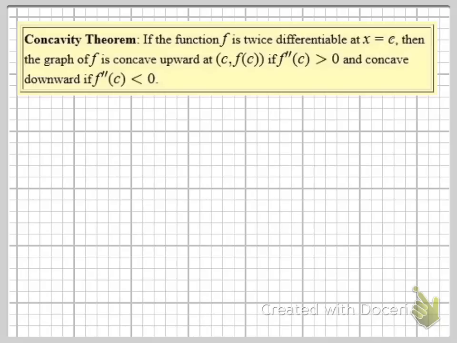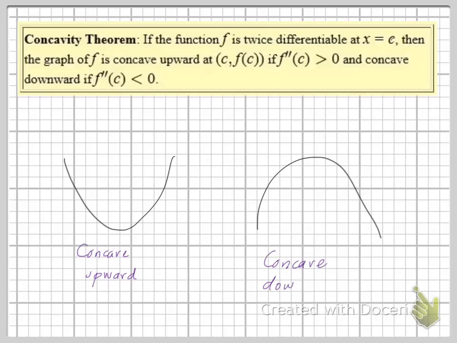Okay, just to show you, concave upward is something like this. Okay, this is concave upward. And the other thing that I was telling you about is concave downward. Okay, let's write here concave downward. So this is pretty much what the theorem says.